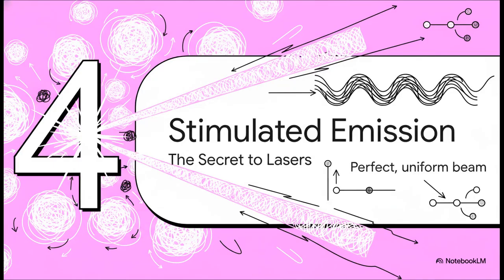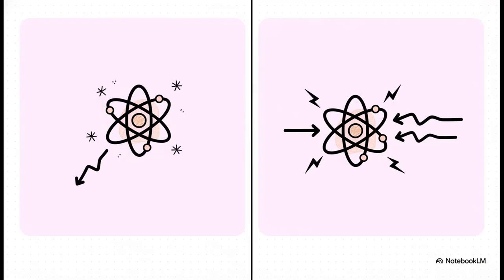Now we get to Section 4, the secret of stimulated emission. This is the precise mechanism that transforms that chaotic crowd of light into a perfect, uniform beam. Unlike spontaneous emission, where atoms just drop their energy randomly, stimulated emission is a highly controlled interaction.